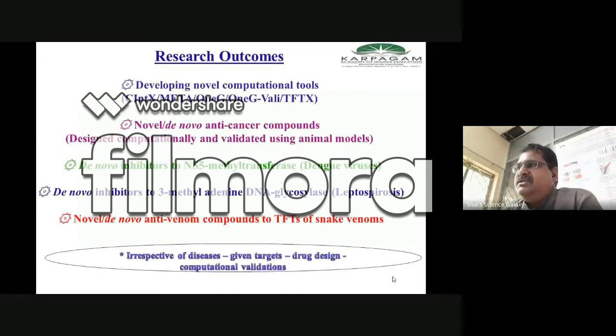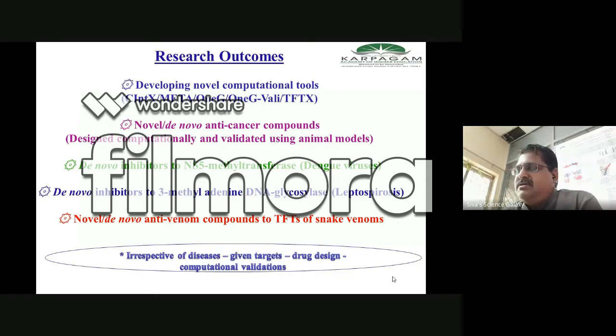In this slide, I have mentioned some of the research achievements the lab has made so far. As I mentioned in the previous slide, we have developed novel computational tools, which are very unique, to address some of the frontline research problems in protein structure and protein folding. Our lab has developed novel anti-cancer compounds. We have designed a de novo anti-cancer compound. The compound has been validated using in vitro as well as in vivo experimental methods. We have also developed antiviral compounds against dengue virus and antibacterial compounds against leptospira. Leptospira is the bacteria that causes leptospirosis. We also developed anti-venom compounds.